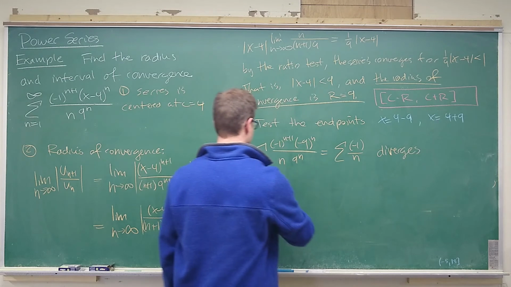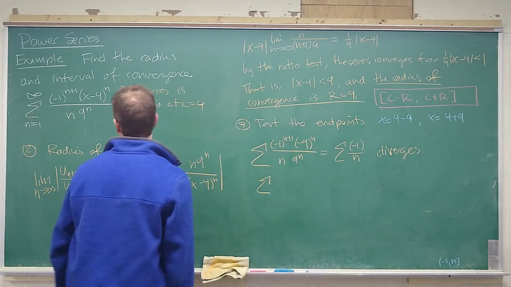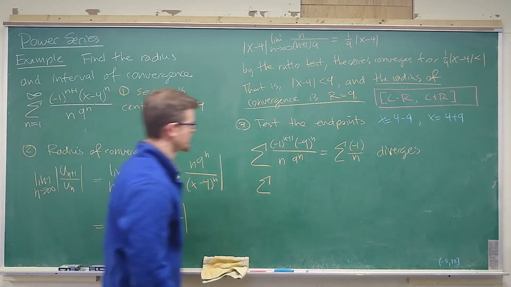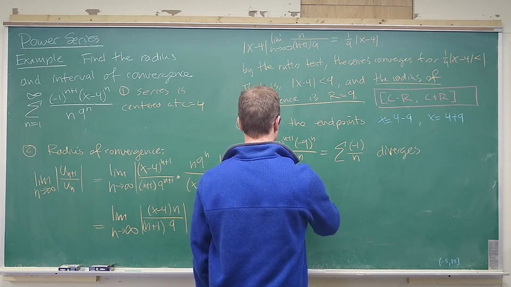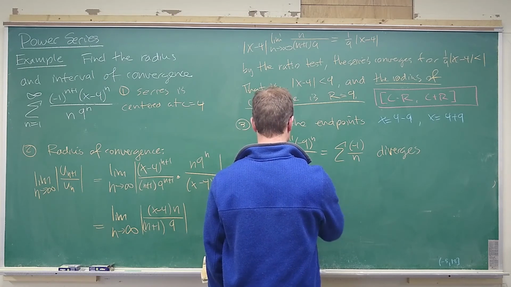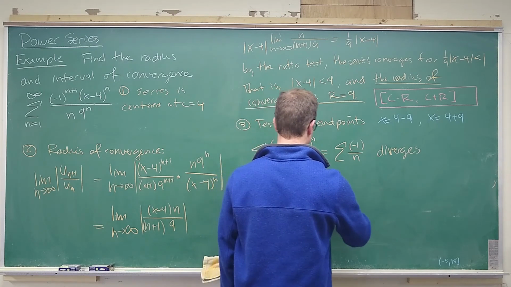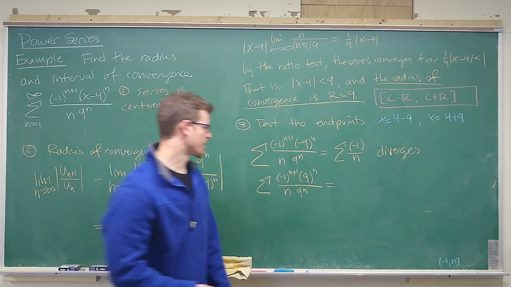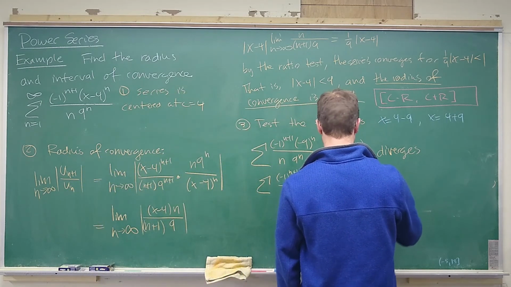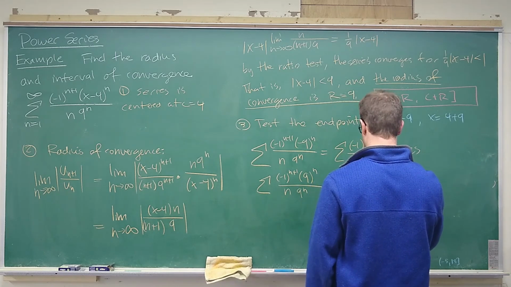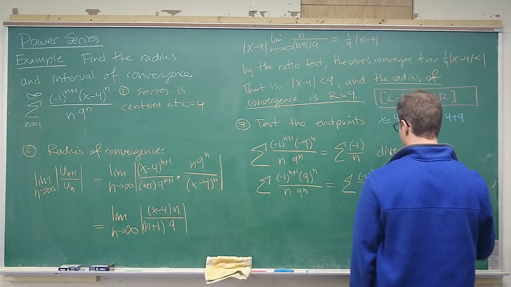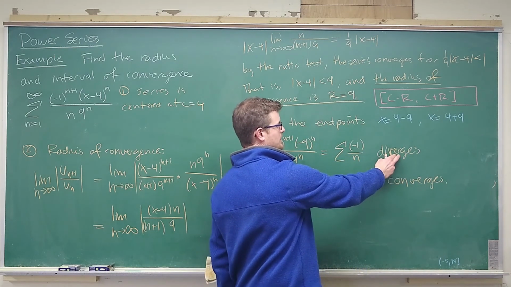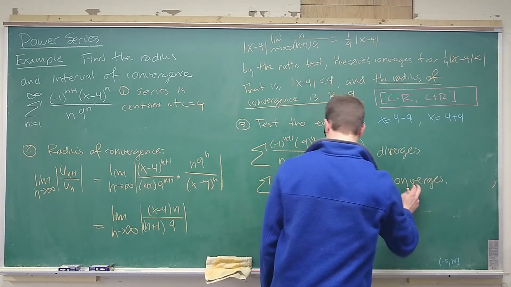All right, testing x equal to 13, now 13 minus 4 gives us 9 to the n. So negative 1 to the n plus 1, 9 to the n divided by n times 9 to the n. Again, the 9 to the n's will cancel out, and we're just left with negative 1 to the n plus 1 over n. So this is the sum of negative 1 to the n divided by n, which converges because it's the alternating harmonic series. So at this endpoint, we do not include, and at this endpoint, we do include.